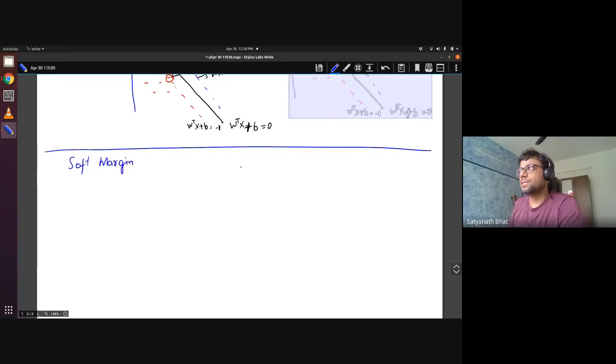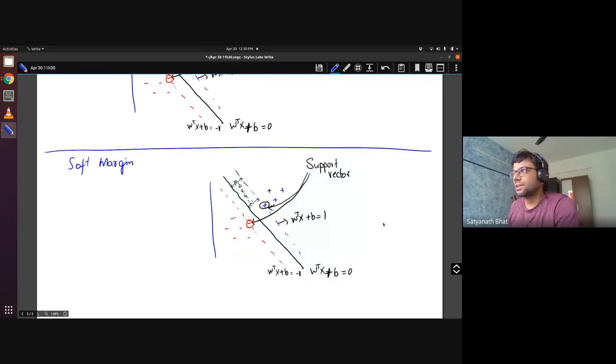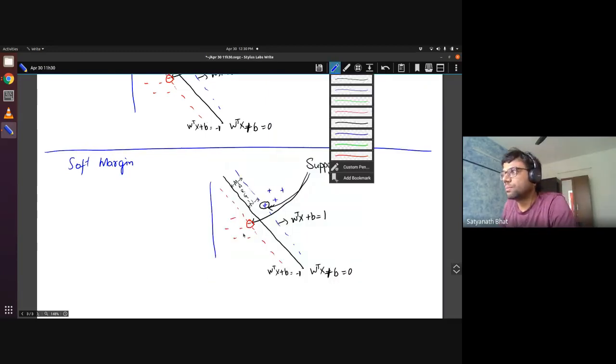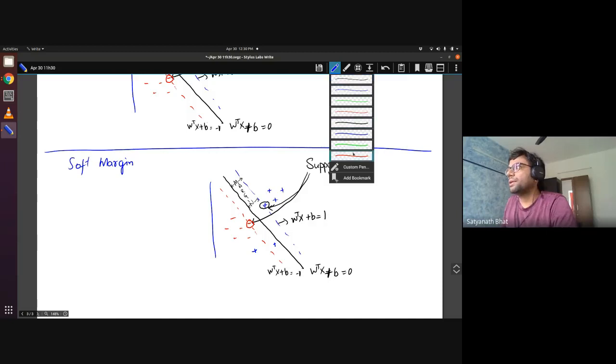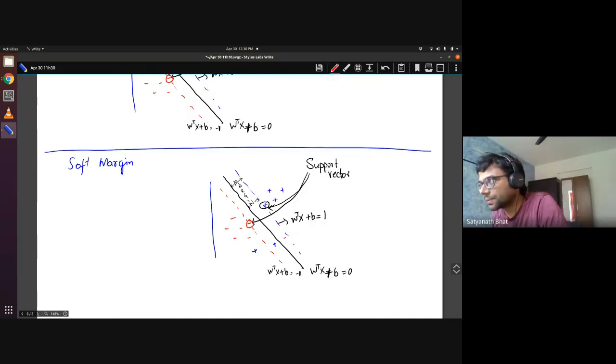For that, you take the original figure, and let me add a couple of points which will make my data not linearly separable. So one here, perhaps one more here, and a negative point over here. Everything would have been fine if these three data points were not there.